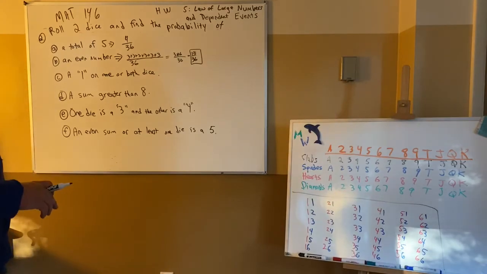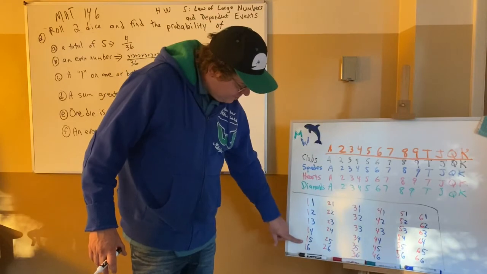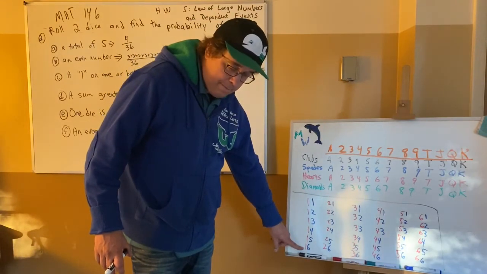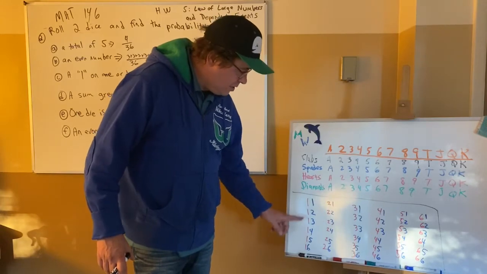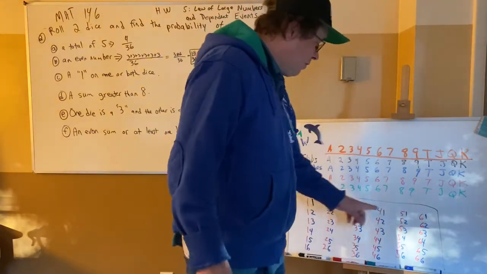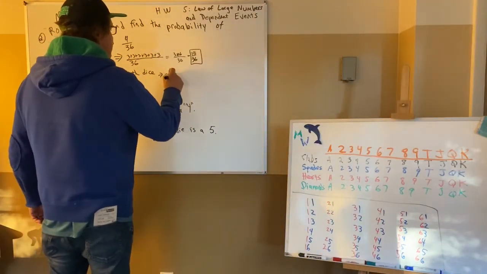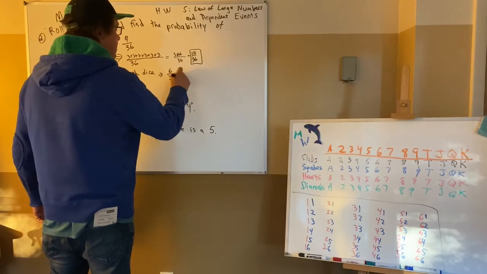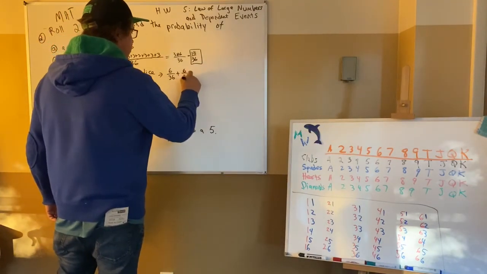A 1 on one or both dice. Okay, we've got 6 of these that have a red 1, and then something else, 1, 2, 3, 4, 5, or 6. We've got 6 of these that have a blue 1, where the red is 1, 2, 3, 4, 5, 6. So let's set that up. We've got 6 that have the red 1, first column, and 6 that have the blue 1, first row.